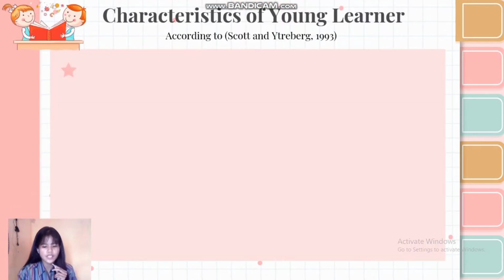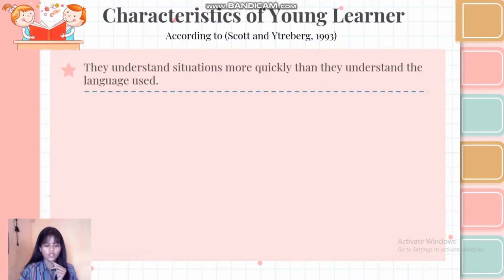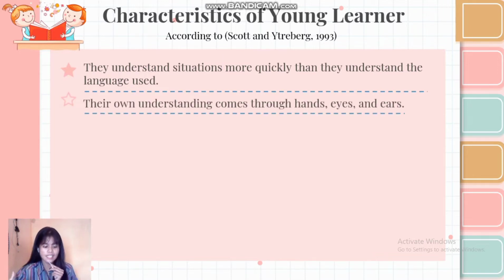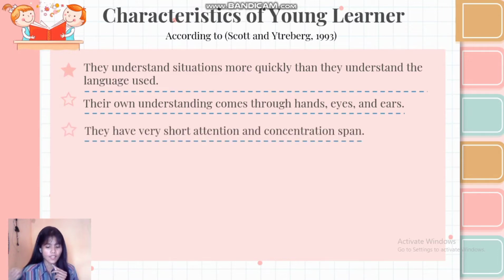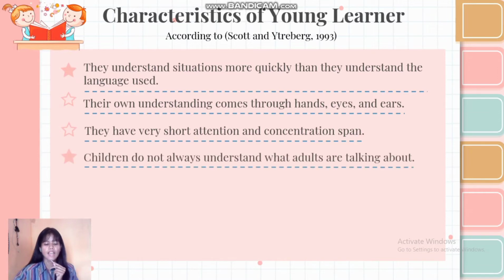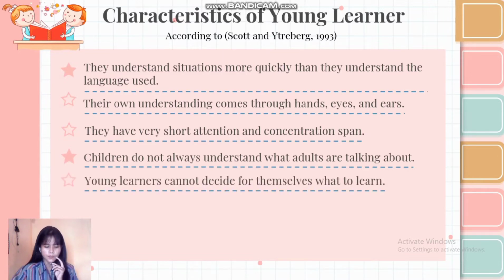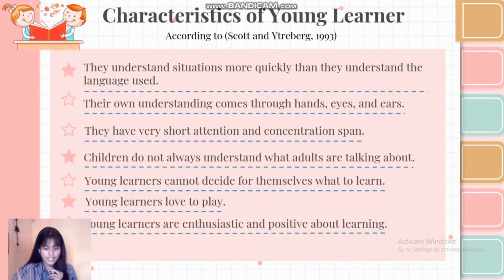And here are the characteristics of young learners. According to Scott and Ytreberg, 1993, first, they understand situations more quickly than they understand the language used. Their own understanding comes through hands, eyes, and ears. And they have a very short attention and concentration span. Children do not always understand what adults are talking about, and they cannot decide for themselves what to learn. They love to play, and they are enthusiastic and positive about learning.